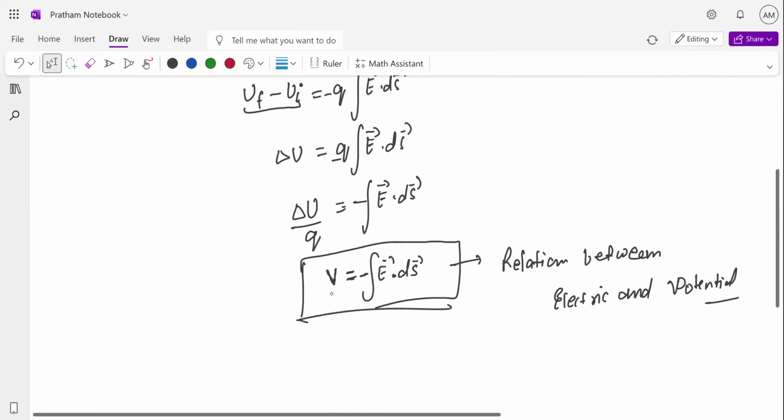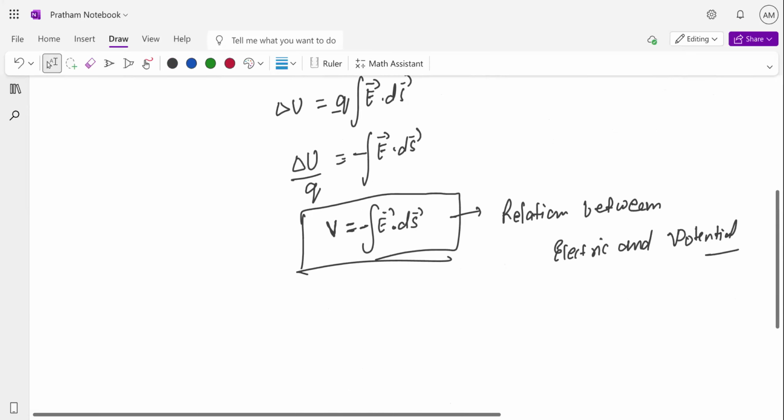Now, there's a negative sign at the end of the day, right? What does this mean? It means that if E is increasing, in that case V is going to decrease. Clear?